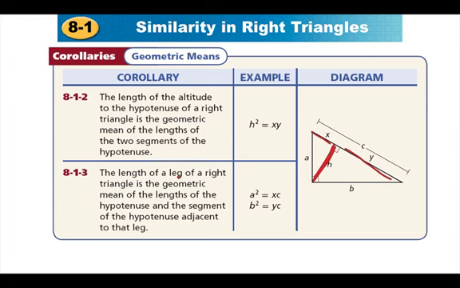8.1.3 says the length of a leg of a right triangle is the geometric mean of the lengths of the hypotenuse and the segment of the hypotenuse adjacent to the leg. This one is a little more confusing, but let's go to the picture. Let's focus on this one. So this squared, and that's what we have here, is equal to, notice that this side is adjacent to A, so it's x times the hypotenuse. Let's look at the other leg of this right triangle.